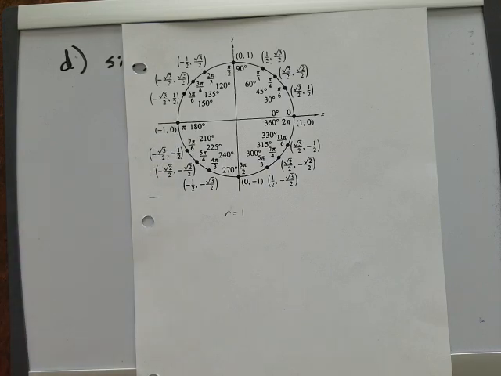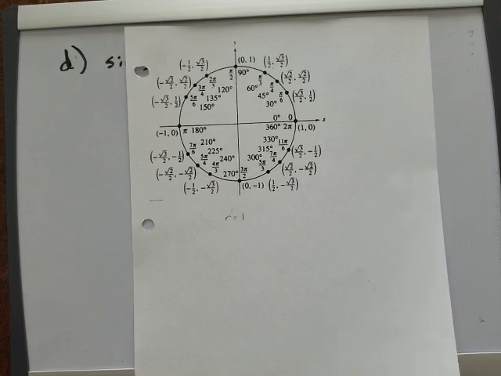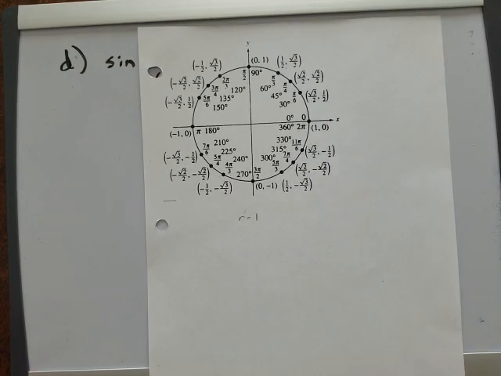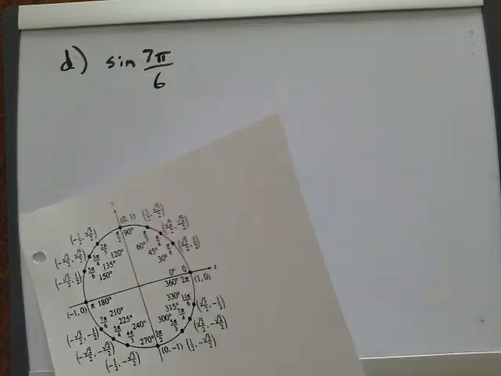It does kind of help you make sense out of it a little bit, but don't write 210 down. We just know in the back of our minds it's 210. So we're trying to figure out 7 pi over 6, and we're doing the sine. The y value is negative a half. Now we're ready to go.